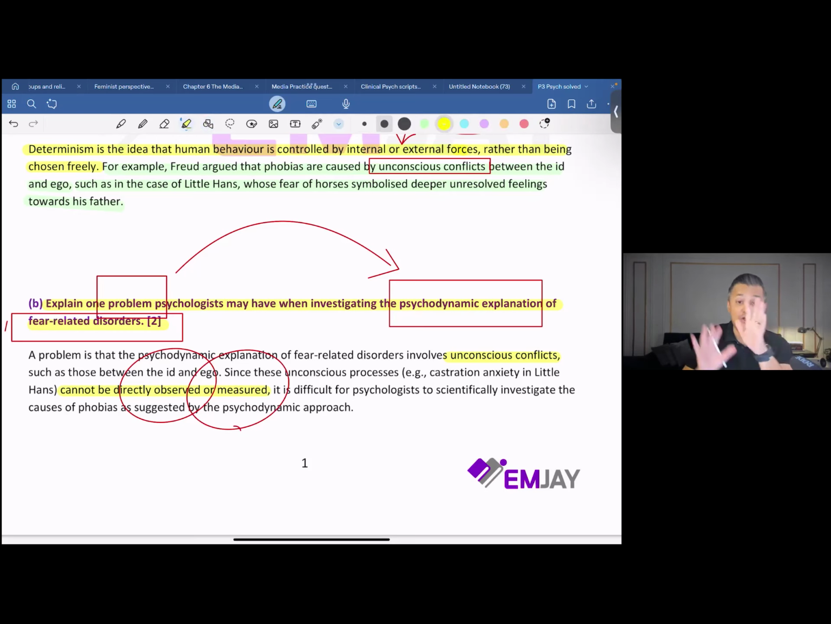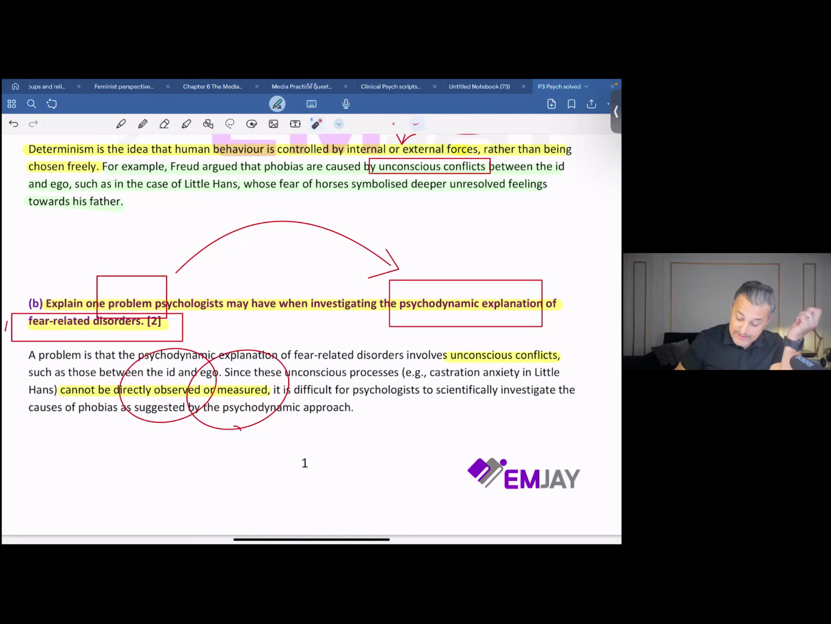So based on this theory, if you're someone who believes in the psychodynamic explanation, you'd be believing in the problems that arise because of unconscious conflicts. Now the question that arises over here is, how is it that you're going to directly observe them? How is it that you're going to directly measure them?